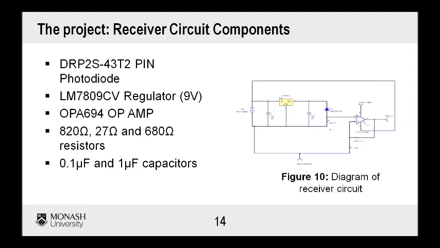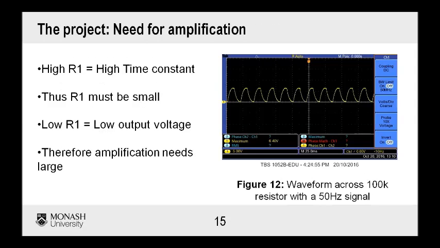The photodiode used is a 1 GHz photodiode, again regulated by the same 9V regulator. Amplification is done by a high-speed op-amp to ensure the amplification is possible at high data rates. The 27 and 680 ohm resistors provide a gain of approximately 27 for the non-inverting amplifier. Again, a 0.1 microfarad and 1 microfarad capacitor is used to smooth voltage fluctuations.